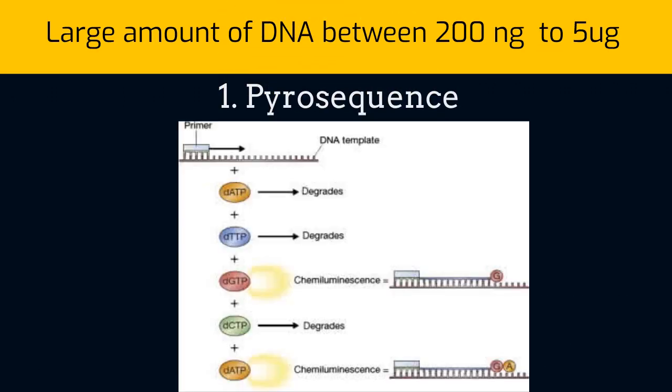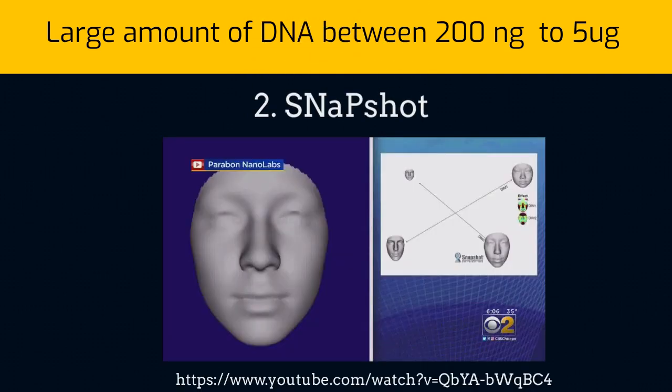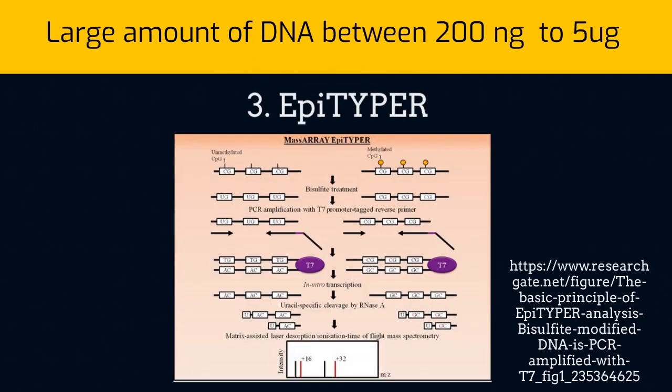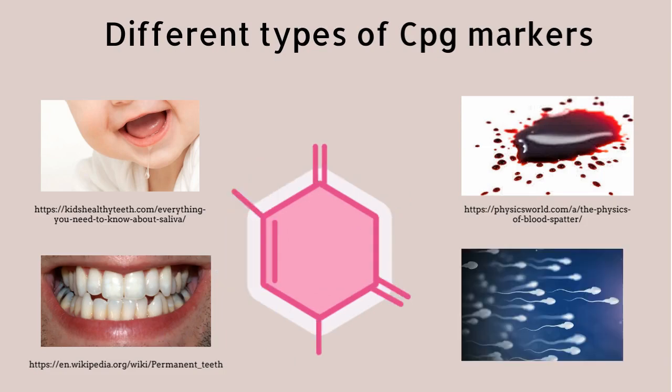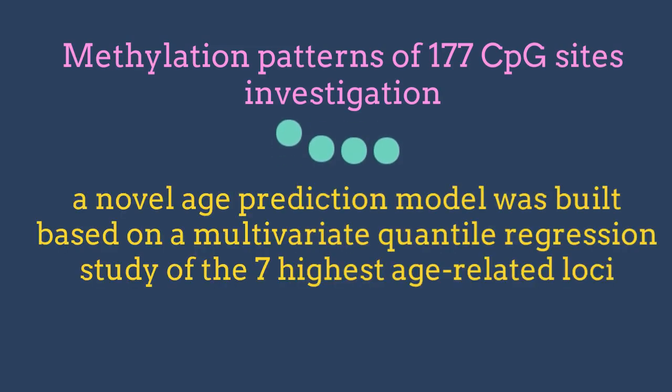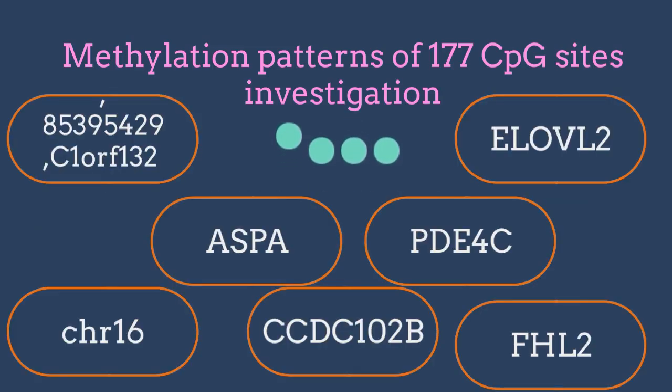However, established techniques such as pyrosequencing, SNaPshot, and EpiTYPER are used for large amount of DNA, range between 200 nanogram to 5 microgram. Different types of CpG markers can be found in saliva, blood, teeth, and semen. As the result for methylation patterns, 7 highest age-related loci are found and can be accessed through online tools.